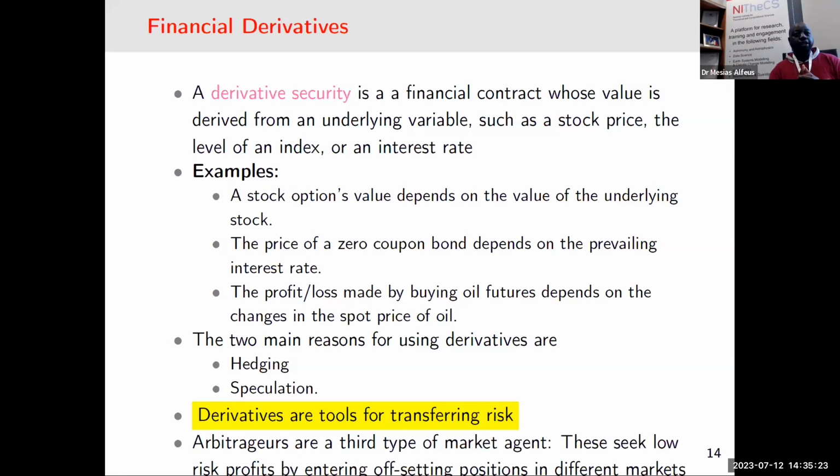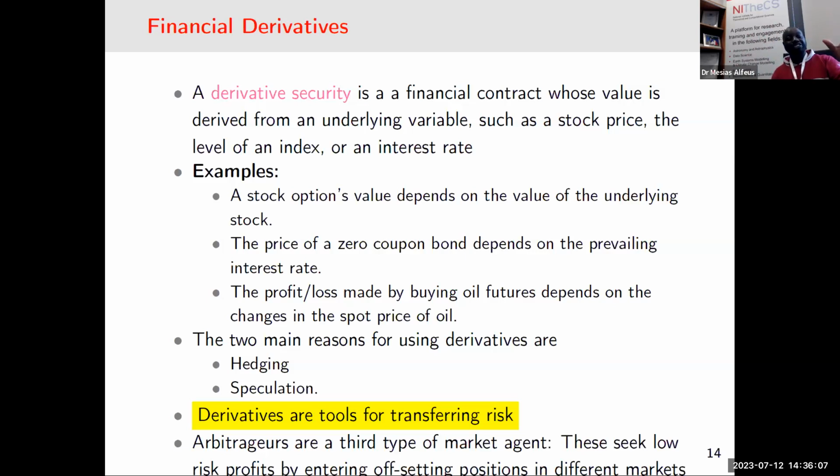Or maybe the profit and loss made by buying an oil future depends on the change in the spot price of oil. So those are examples of derivatives. But why are derivatives so popular? They are popular because they are used for hedging. Hedging is to prevent or to minimize risk. That's what we spoke about last time. And also speculation. You use the derivative security to speculate that maybe the price will be this in the near future. So essentially, derivatives are tools for transferring risk from one entity to another.